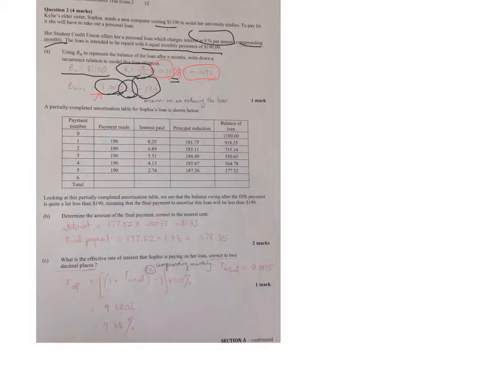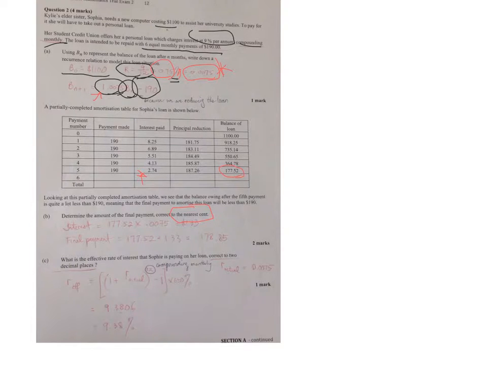Part B, determine the amount of the final payment correct to the nearest cent. Nearest cent. Okay? Need to round it to the nearest cent. Now, interest is equals to $177.52 times 0.0075 because we are looking for interest only. And the interest is payable on the outstanding loan. In this particular case, the outstanding loan is the previous balance of loan, which is 177.52. And the interest rate for each period is 0.0075, like what we've worked out previously. Okay, that's how you got the interest.